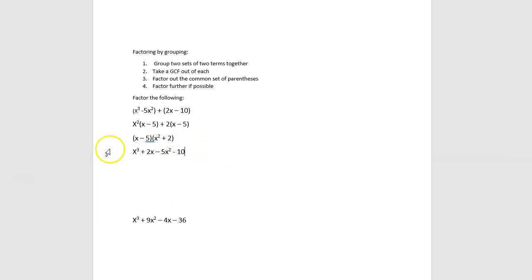Now, you don't have to check every single one of them. That's just how you can, and you can make sure that you're right that way. All right, let's go to our second one, and let's follow our steps. Let's group together two sets. Now, I will retype this one since I have that minus sign there. So I'm going to group together the first two.